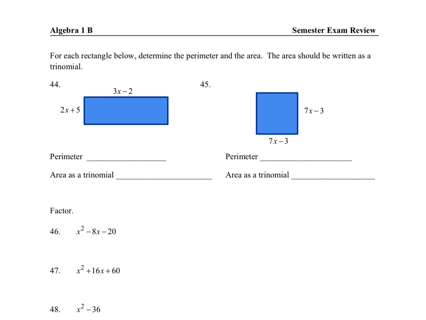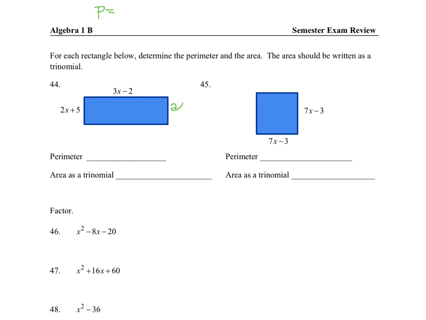For each rectangle below, determine the perimeter and the area. The area should be written as a trinomial. So we know that perimeter is the length around a rectangle, and the area is the area that covers it up. So for perimeter, we're going to have to add our four sides together.